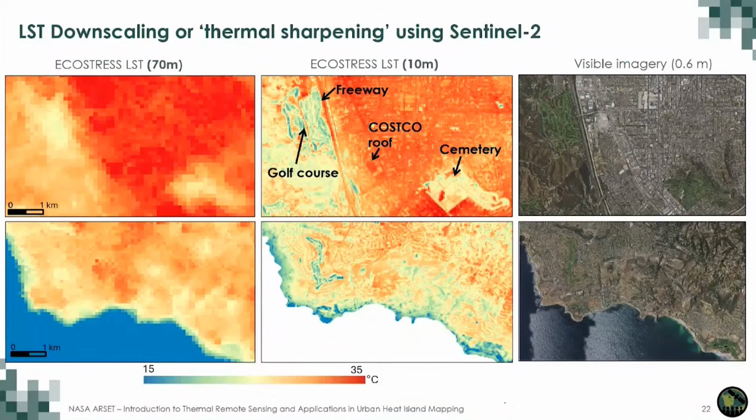So as you can see, these are two more comparisons over different parts of LA. The one I just showed, Griffith Park, on the top, and the bottom is over the Long Beach Harbor area. But as I said before, we can start really discriminating different urban features from one another. We can see, for example, the hot Costco roof versus the cooler cemetery. We can see the difference between the freeway and the much cooler fairways on the golf course, for example.